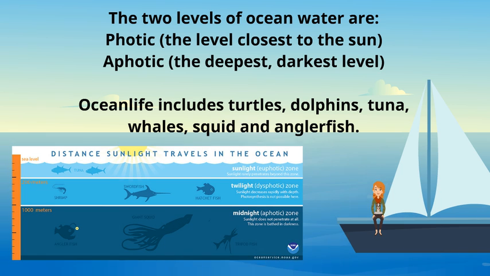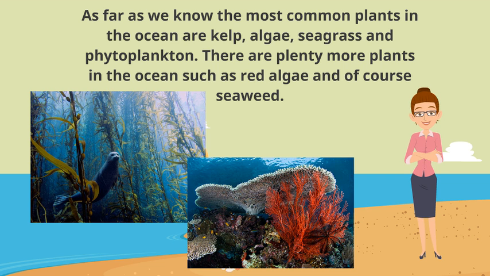The 2 levels of ocean water are photic and aphotic. Ocean life includes turtles, dolphins, tuna, whales, squid, and anglerfish. As far as we know, the most common plants in the ocean are kelp, algae, seagrass, and phytoplankton. There are plenty more plants in the ocean, such as red algae and, of course, seaweed.